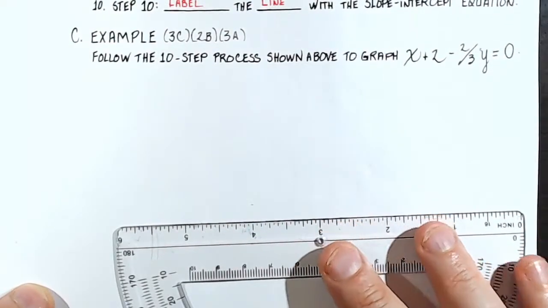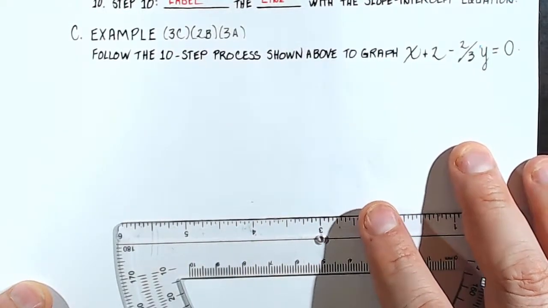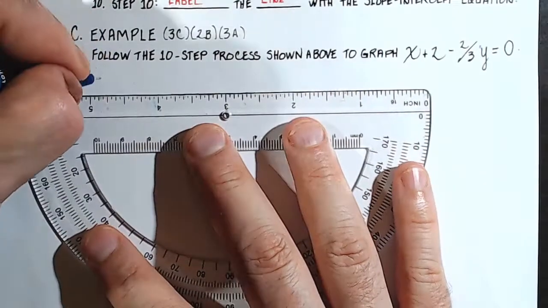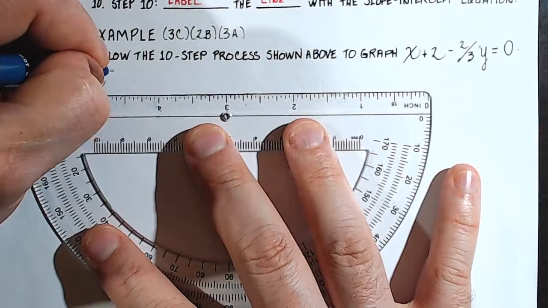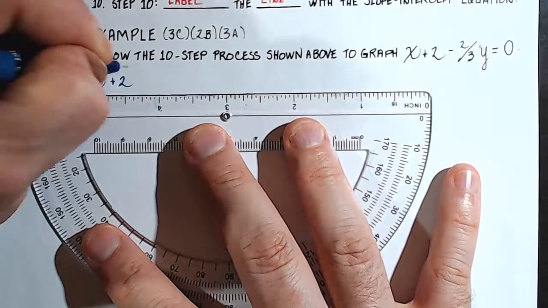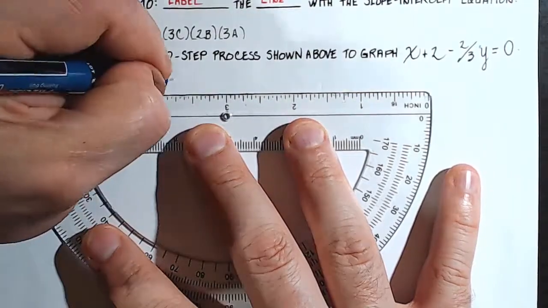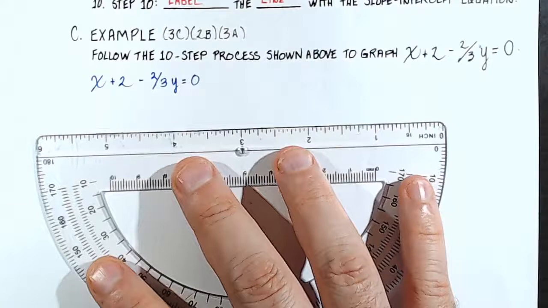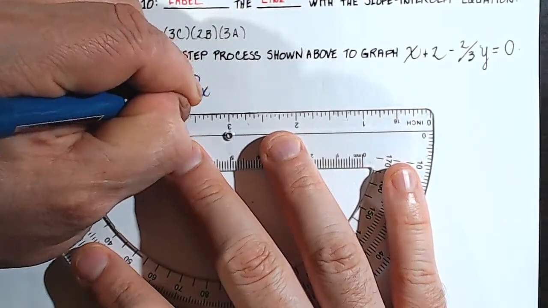Example, follow the 10-step process shown above to graph x plus 2 minus 2/3 y equals 0. So this is one of those equations that's not in any particular form, so we have to solve for y. Remember, that's step 1, solve for y. So we'll rewrite x plus 2 minus 2/3 y equals 0. And we want to solve for y. So let's step 1, subtract x on both sides.